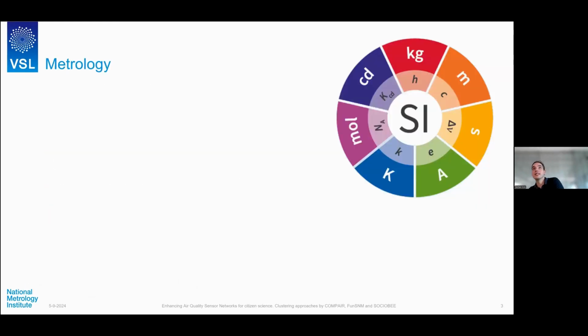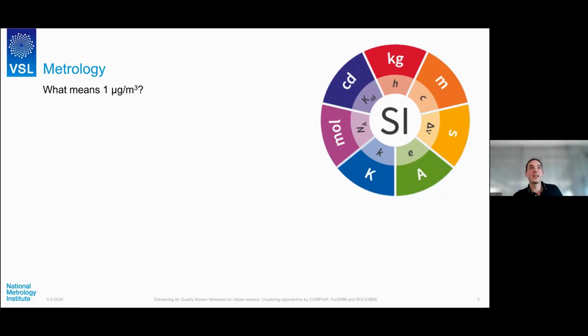So metrology is the science of measurement, and it tries to make everything very rigorous. Also in the last presentation, you saw 1 microgram per cubic meter or 10. And then you can ask, what does it exactly mean, this 1 microgram per cubic meter? And that's the scientific background of metrology.